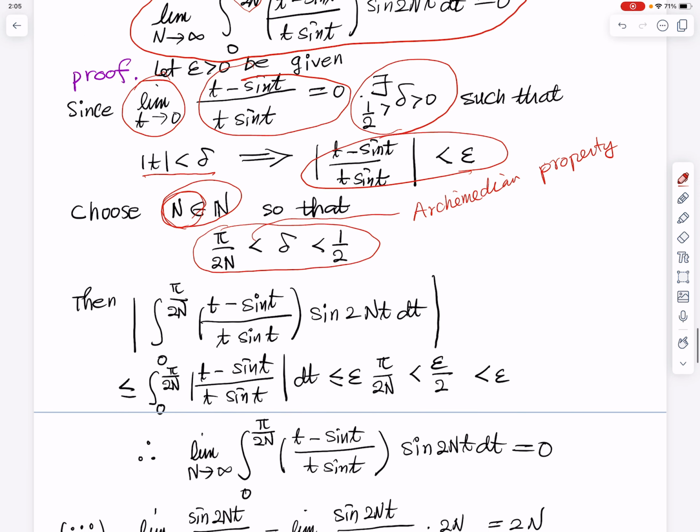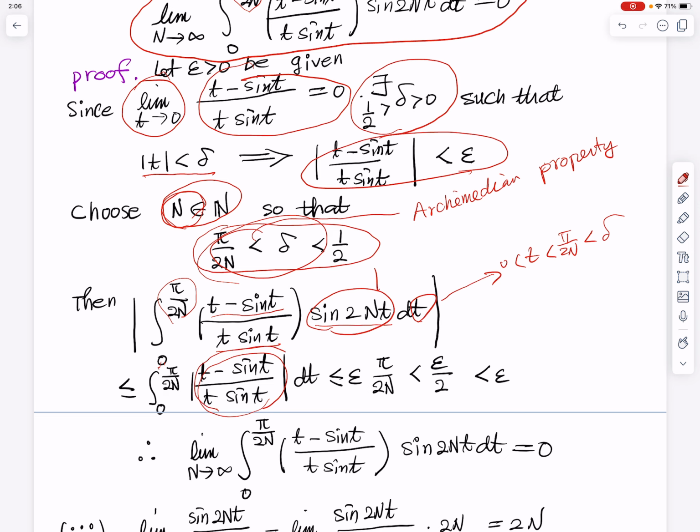And then I look at the integral from 0 to pi over 2n of (t minus sine t) divided by (t sine t), multiplied by 2 sine 2n t, dt. This sine factor has absolute value less than 1, and for t between 0 and pi over 2n, t is less than delta because of the property, so in that case this guy is less than epsilon. And the length of the interval is pi over 2n, which is also less than 1/2. So the integral is less than epsilon. We are done.